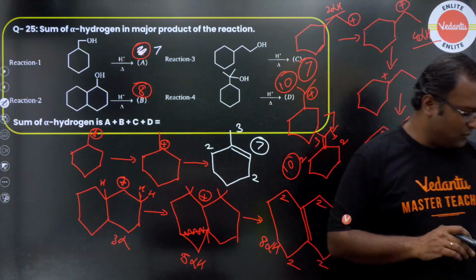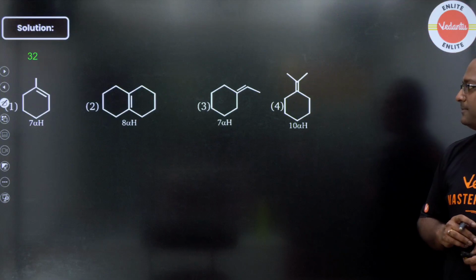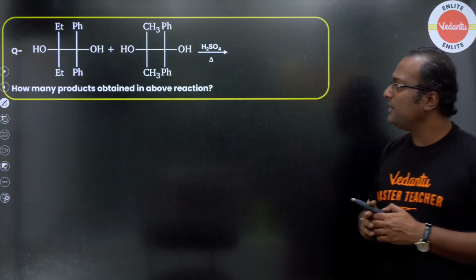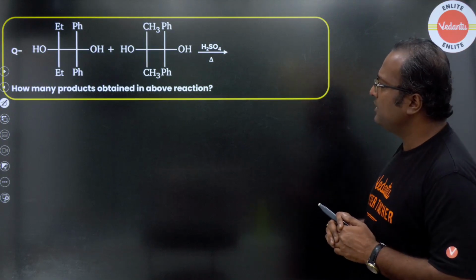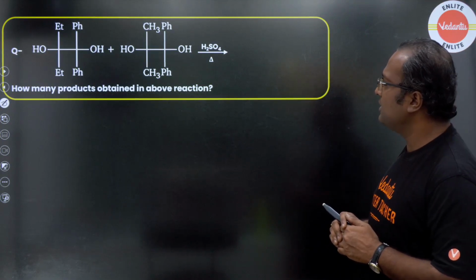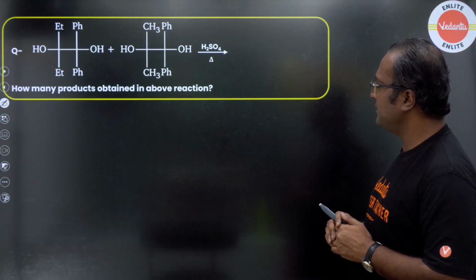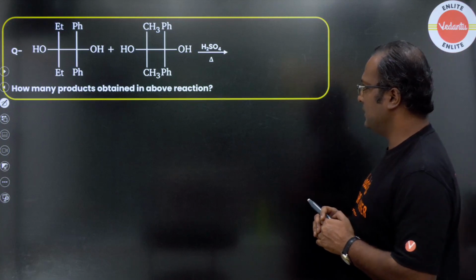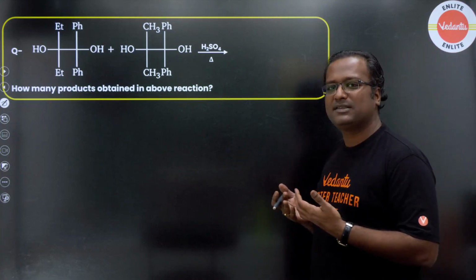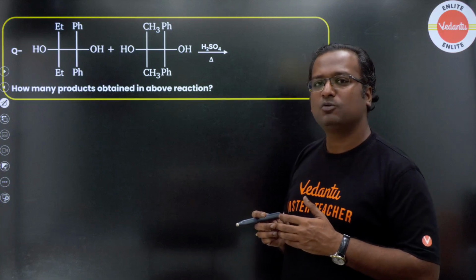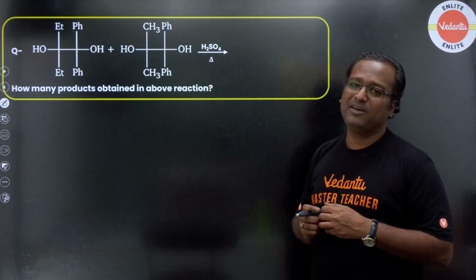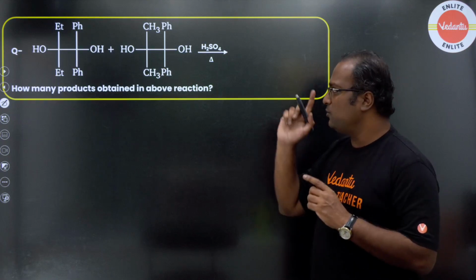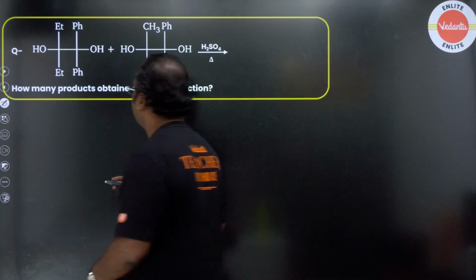Okay, let's go ahead and solve the next question. Wow, looks very complicated. We have two diol systems with us and concentrated H2SO4, heat. What is obtained in the above reaction? Cool. So when we have diols and we have acid, what mechanism comes to mind? Pinacol-pinacolone type rearrangement comes to mind. Correct? So let's take one compound at a time and solve.